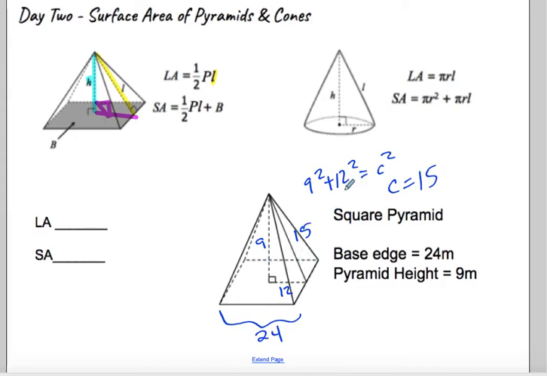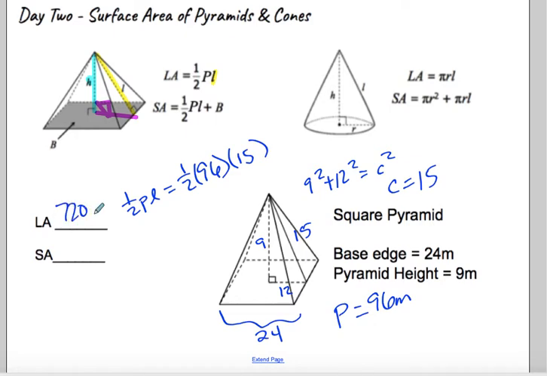Of course, you could just simplify the Pythagorean theorem and solve for it if you didn't notice that it was a triple. So the lateral area, 1/2 PL. I have L, now I just need P, the perimeter of the base. Since it's a square pyramid, each side being 24, 24 times 4 is 96 meters. So our formula is going to be 1/2 times 96 times the slant height, which is 15, giving us 720. And that's meters squared because it is area.